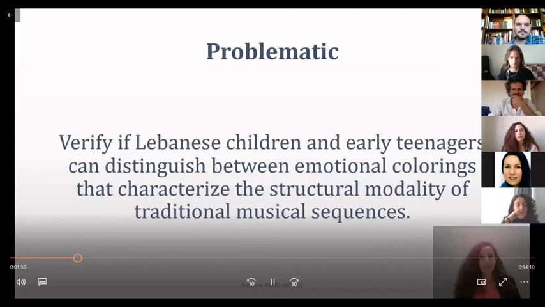Based on this observation, in 2020-2021, an experimental study was developed to determine if Lebanese children and early adolescents distinguish between emotional colorings that characterize the structural modality of traditional musical sequences. The psychological experimental study is focused on a narrowed melodic material with a minimization of the meters involved, and it focuses on three modes that are frequently used in the Levantine traditions: Rast, Bayati, and Saba.